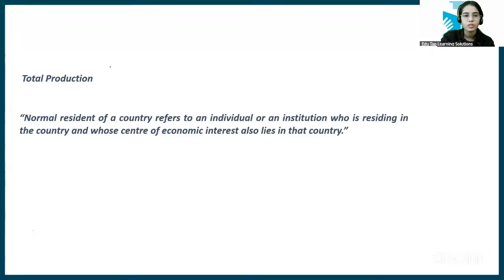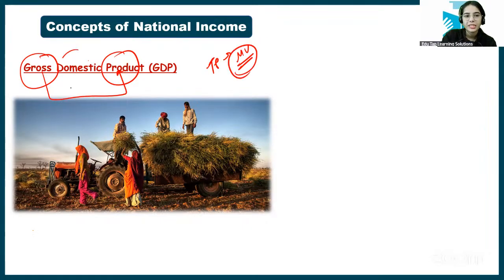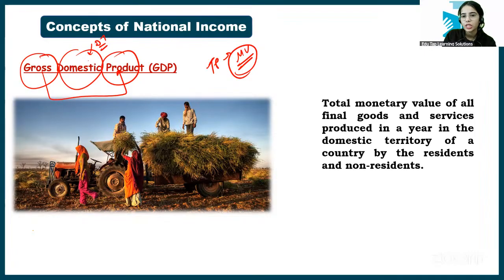Chalo. Now coming to the GDP, gross domestic product. First of all, gross product means total production. We see the total production in which terms? We see the total production in monetary value, right? Domestic means domestic territory. So by the name itself, you should be able to understand that gross product means the total monetary value of all the final goods and services produced.